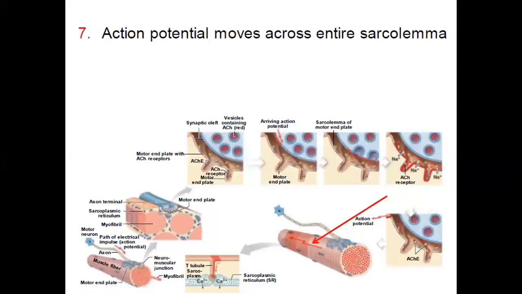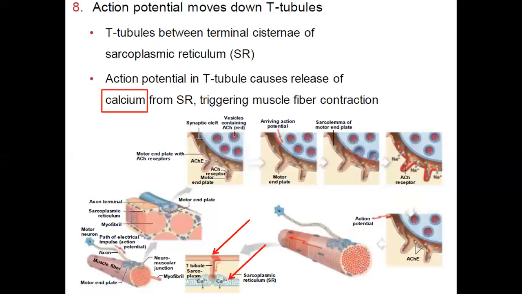And then it spreads down into the T tubules, right? So now the action potential is spreading across the entire sarcolemma, and then it spreads down into a T tubule, and that T tubule meets up with the sarcoplasmic reticulum. And I said I'd come back to why that's important. The action potential that propagates down this T tubule stimulates the release of calcium from the sarcoplasmic reticulum, which is why their close association is so important between the T tubule and the sarcoplasmic reticulum.